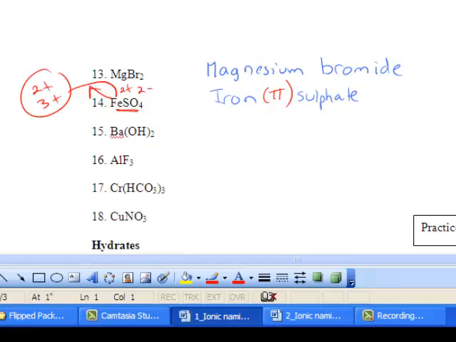Okay, barium is Ba. There's only one choice for that. OH on the back is hydroxide. Okay, and then you guys pause right now and try these other three.